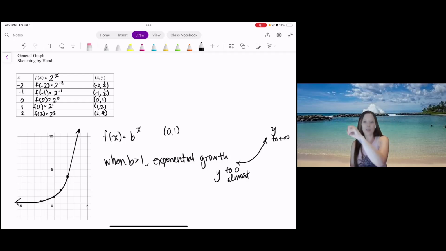Y goes to positive infinity as you go to positive x. Y goes to 0 as you go to negative x, but it never gets to 0, never reaches 0. It just becomes smaller and smaller and smaller.